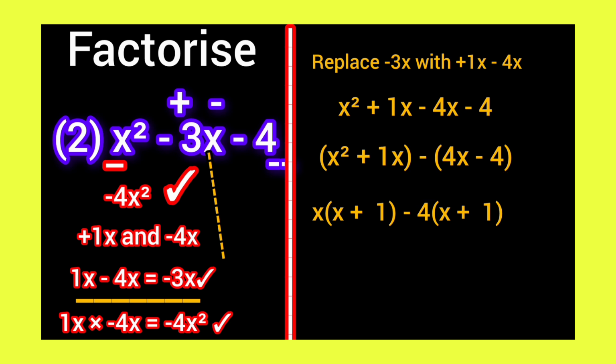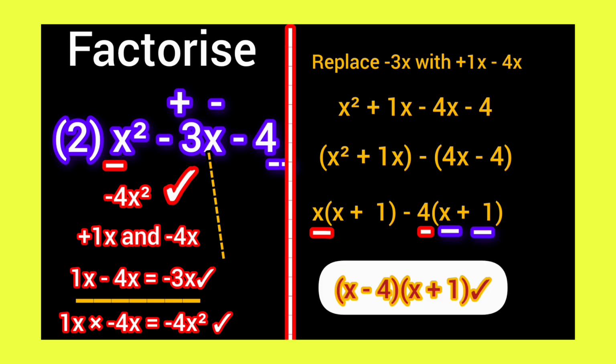Then at the end, the factorization of x squared minus 3x minus 4 is equal to, we pick x minus 4 and we pick x plus 1, x plus 1. And our final answer is x minus 4 and x plus 1. Thank you. I hope you understand.